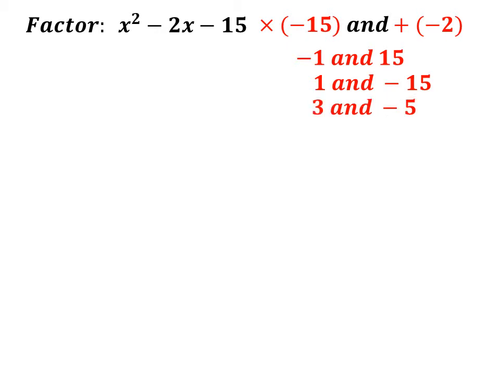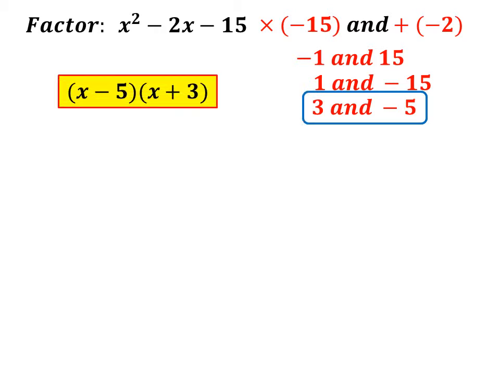I can try 3 and negative 5. That gives me negative 15 when multiplied. If I add them together, I get negative 2. So I'm going to use 3 and negative 5. So my answer will be x minus 5 times x plus 3.